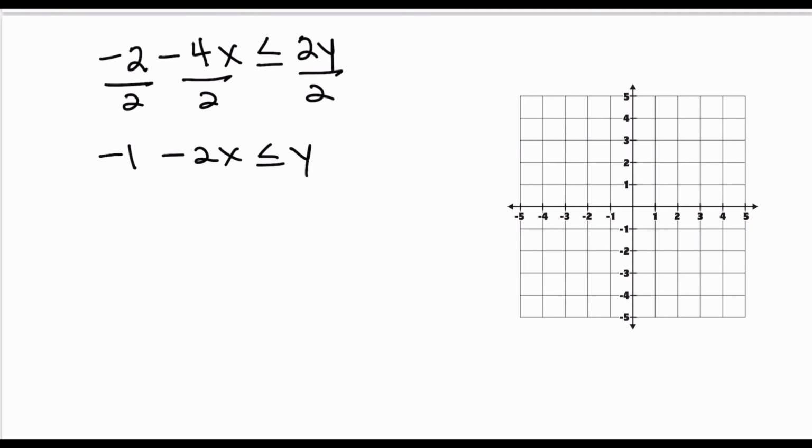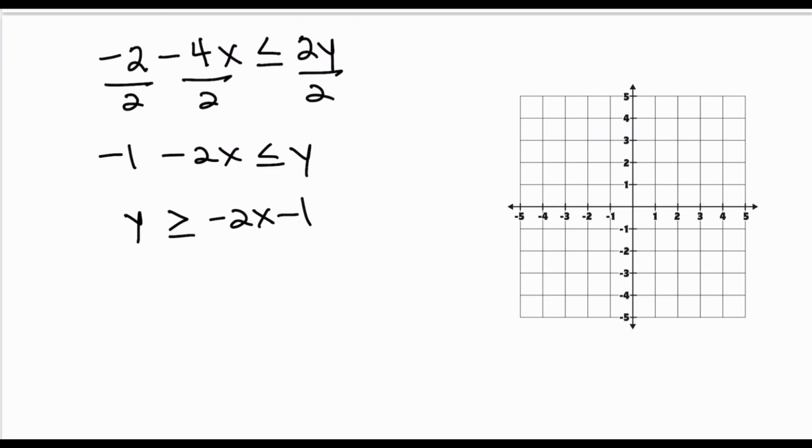So if you want to apply what I just shared with you about shading above or below, you're going to have to flip this entire inequality around. So I'm going to completely mirror image this so that I flip it around and I have it written as y is greater than or equal to -2x minus 1. Okay, so I completely flipped it. So now the y is going to be on the left-hand side.